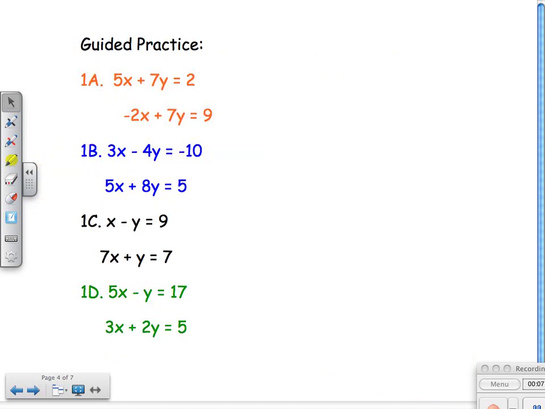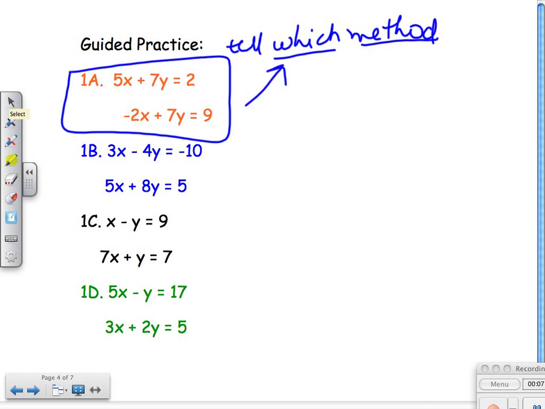All right. Here's your guided practice. Go ahead and do all 4 of these problems. And as you do each problem, also write down which method you used, okay? So not only solve the problem, but tell which method as well. All right, good luck with those.